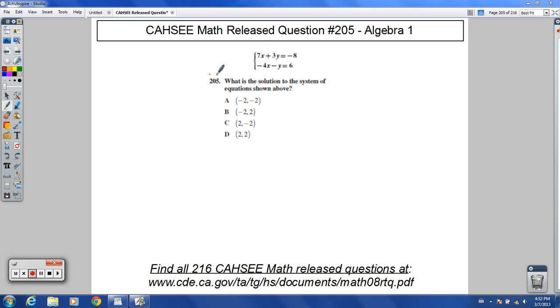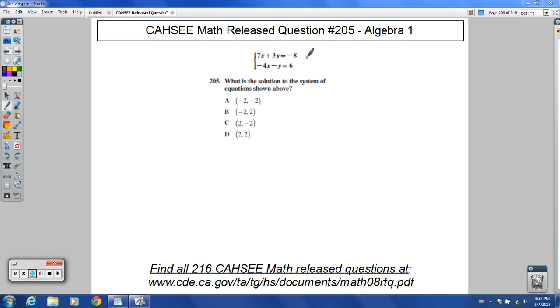Welcome to release question 205 for CAHSEE Math. It says, what is the solution to the system of the equations shown above? There are like 3 or 4 different ways we could tackle this question. I'm going to show you what in this case I think is the easiest way. And then I'll also just make some notes off to the side of what else could work.